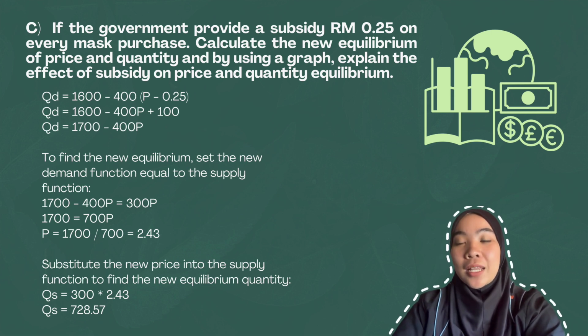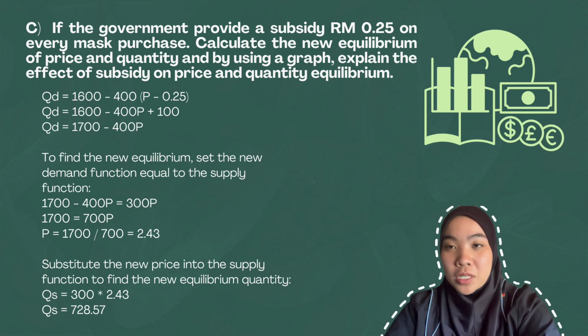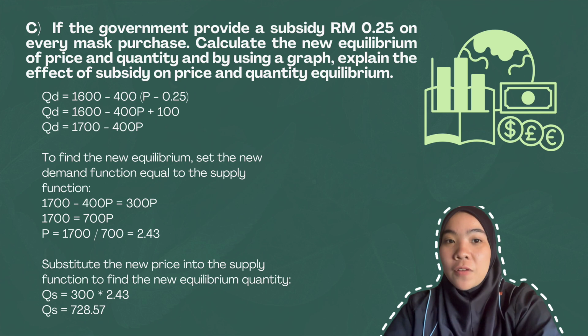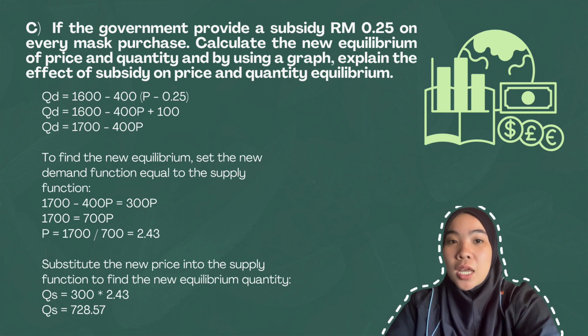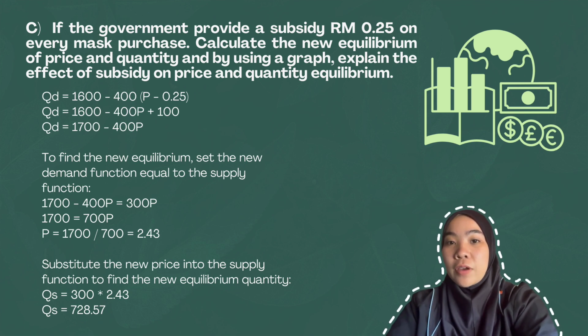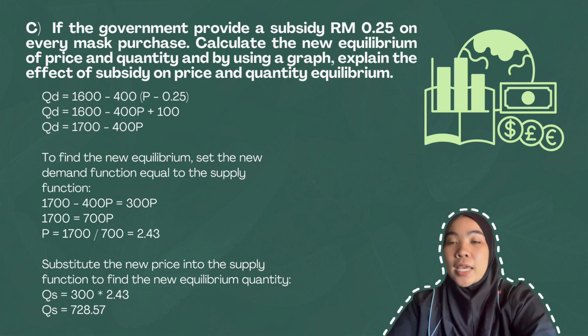Hello, my name is Natasha Shahiela. I want to present for question C. If the government provides a subsidy of 25 cents on every mask purchase, calculate the new equilibrium price and quantity by using a graph. Explain the effect of the subsidy on price and quantity equilibrium.